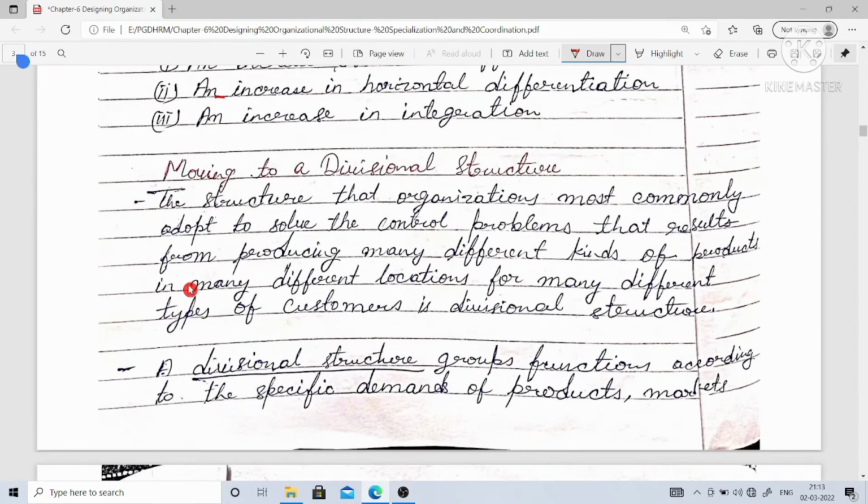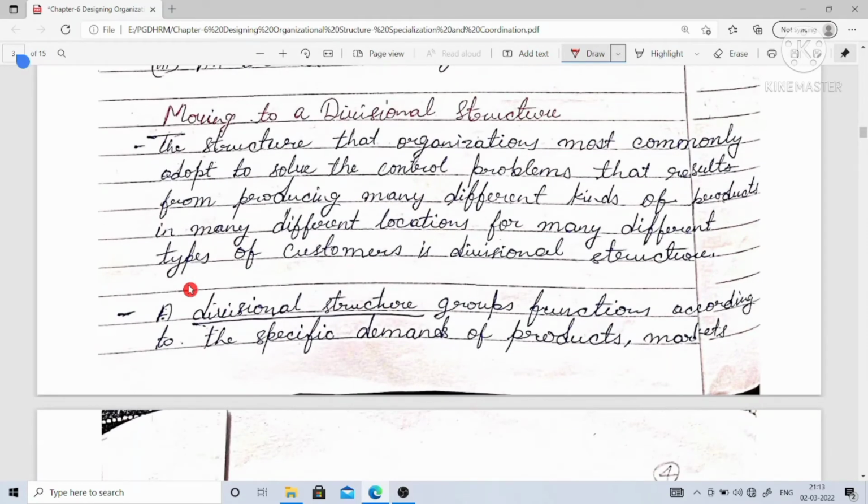Moving to a divisional structure. So from functional to divisional structure. The structure that organizations most commonly adopt to solve the control problems that result from producing many different kinds of products in many different locations for many different types of customers is divisional structure. Organizations face many different types of control problems when they use a functional structure, so to overcome those problems, organizations use different types of divisional structure.